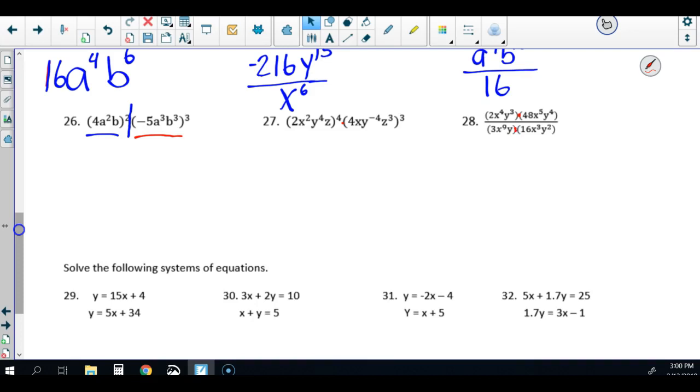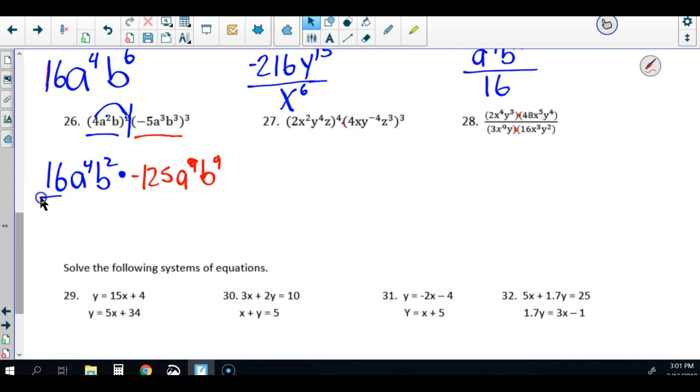Back to 26 though. 4a squared b, parentheses squared. I square the 4, give me 16, multiply the exponents. A to the 4th, b squared. Times, now I have the right part. Negative 5 to the 3rd power is negative 125. A to the 9th, b to the 9th. Now I have to multiply these two together. If I take 16 times negative 125, I get negative 2,000. I'm adding my exponents here. A to the 13th, b to the 11th.